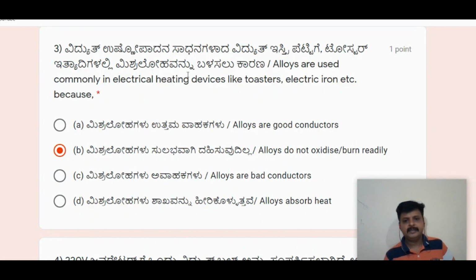Third question, alloys are used commonly in electric heating devices like toasters, electric iron, etc. because alloys do not oxidize or burn readily. So the correct option for this question is B.